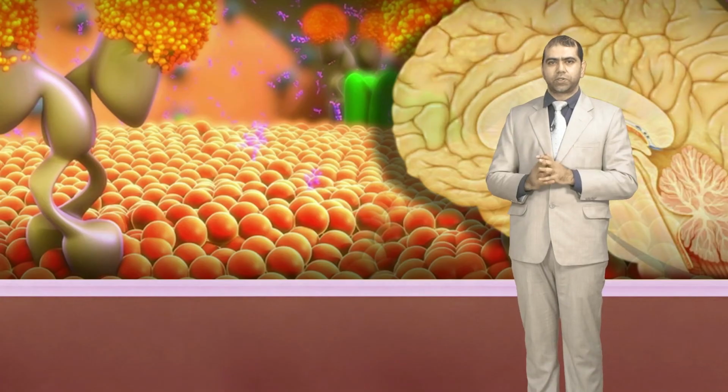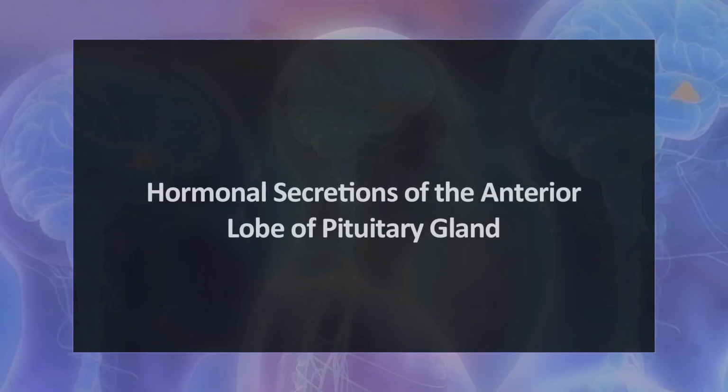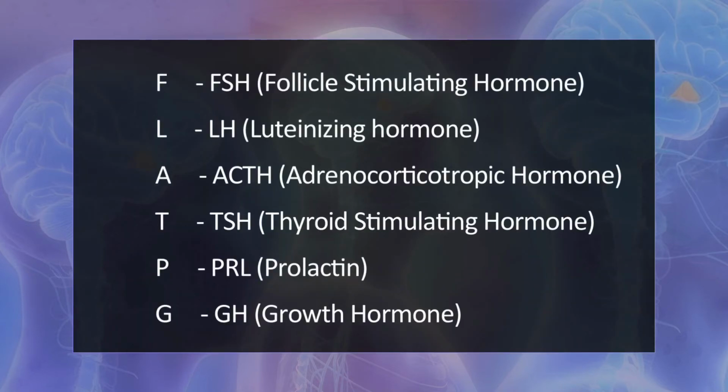Now that you have understood the importance of portal blood supply in anterior lobe, let us directly move ahead and talk about its hormonal secretions. The anterior pituitary secretes 6 principal peptides, namely follicle stimulating hormone, luteinizing hormone, adrenocorticotropic hormone, thyroid stimulating hormone, prolactin and growth hormone. You can remember them by a simple mnemonic, that is FLAT PG.